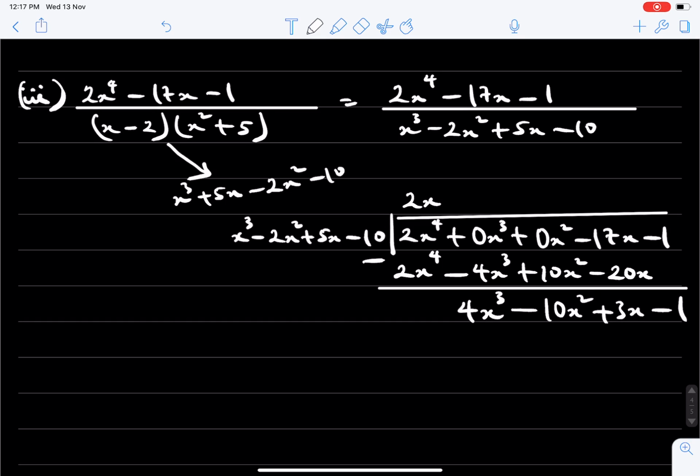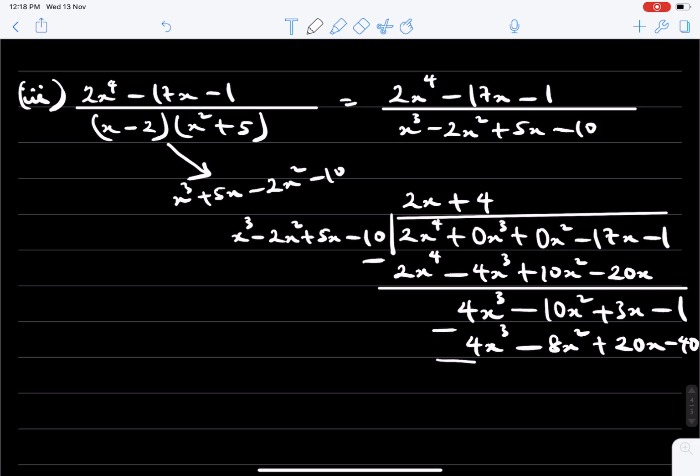So we divide again. 4x cubed divided by x cubed is 4. So that's 4, and we multiply as usual. 4x cubed minus 8x squared plus 20x minus 40.